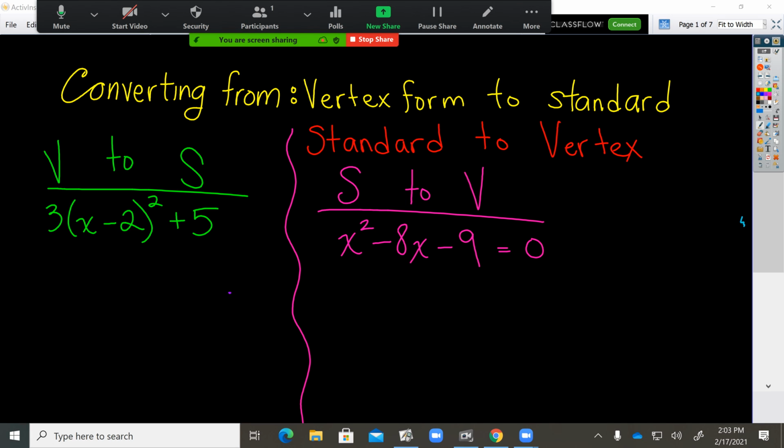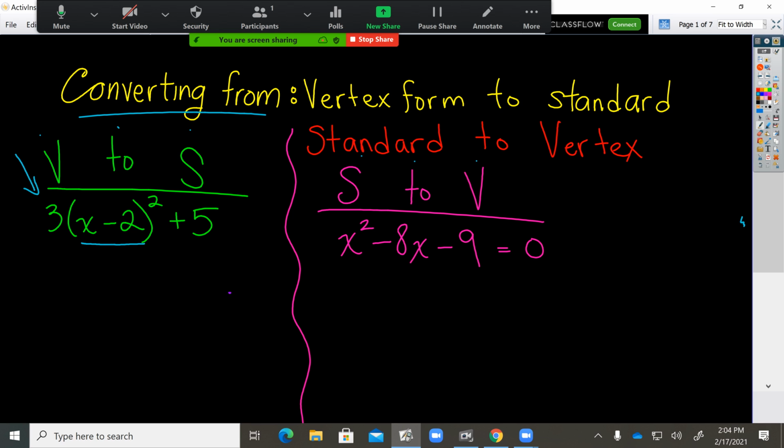Today's lesson is about converting from standard form to vertex form and from vertex form to standard form. So when you see V to S, we're going from vertex to standard. When you see S to V, we're going from standard to vertex. So on the first one, it's just a matter of simplifying this expression.